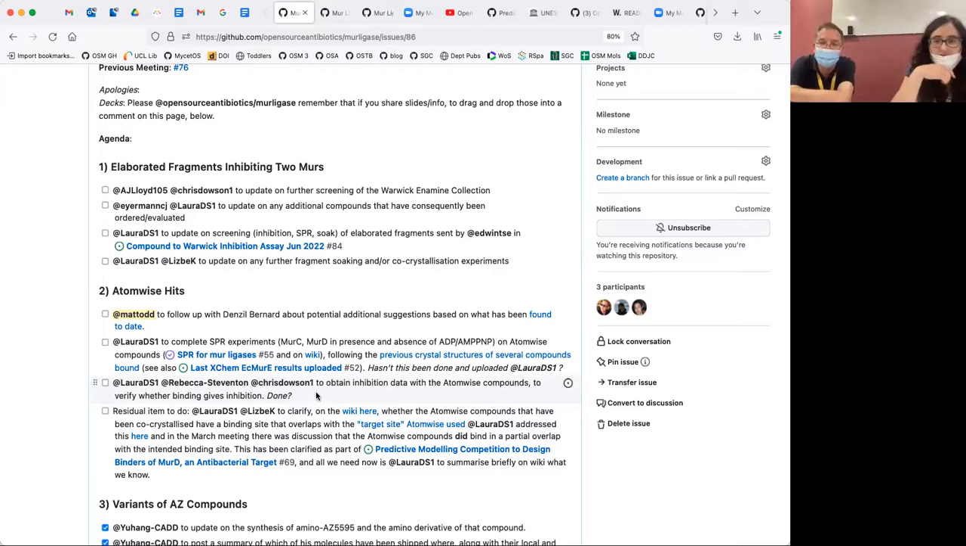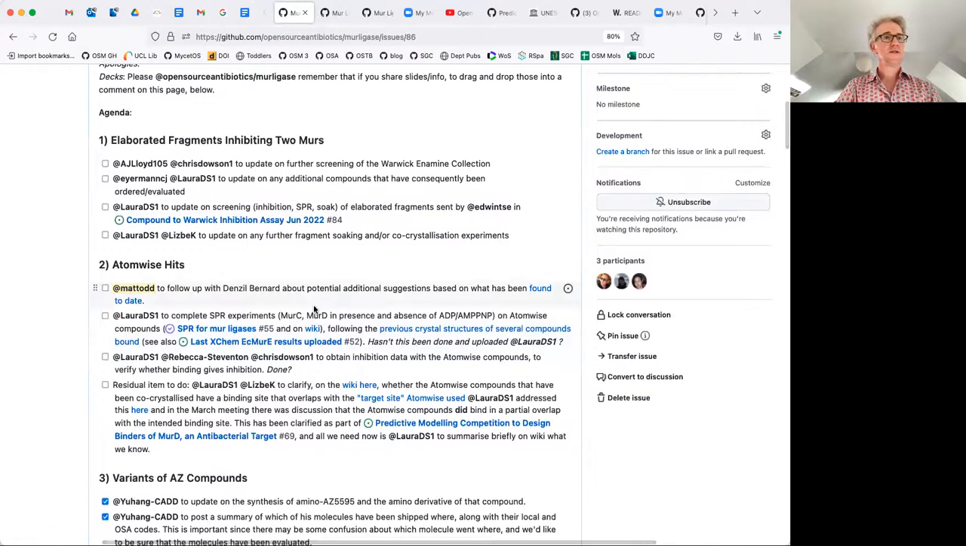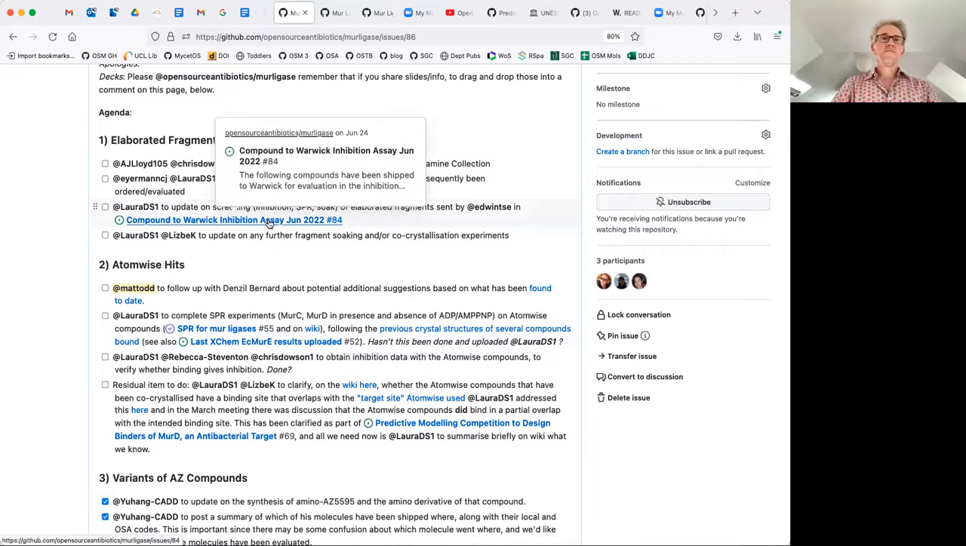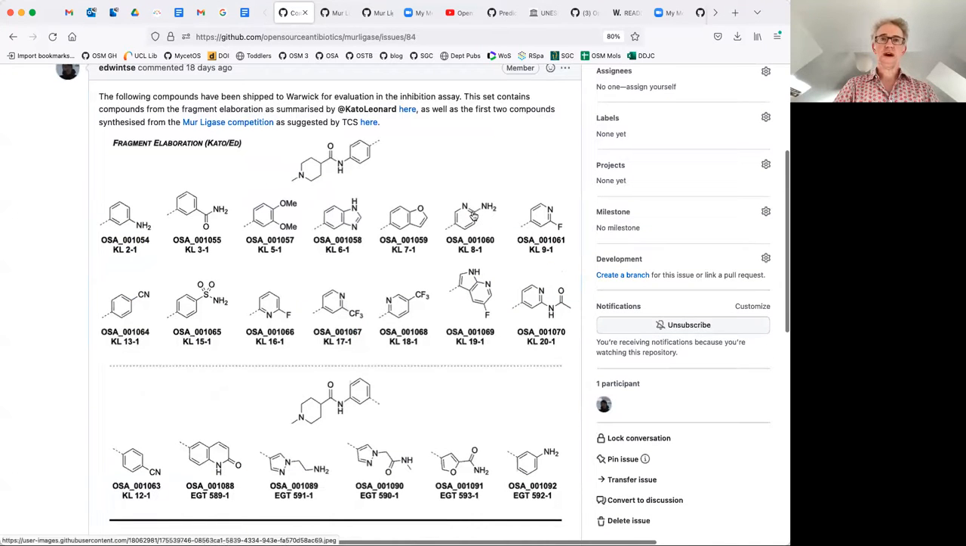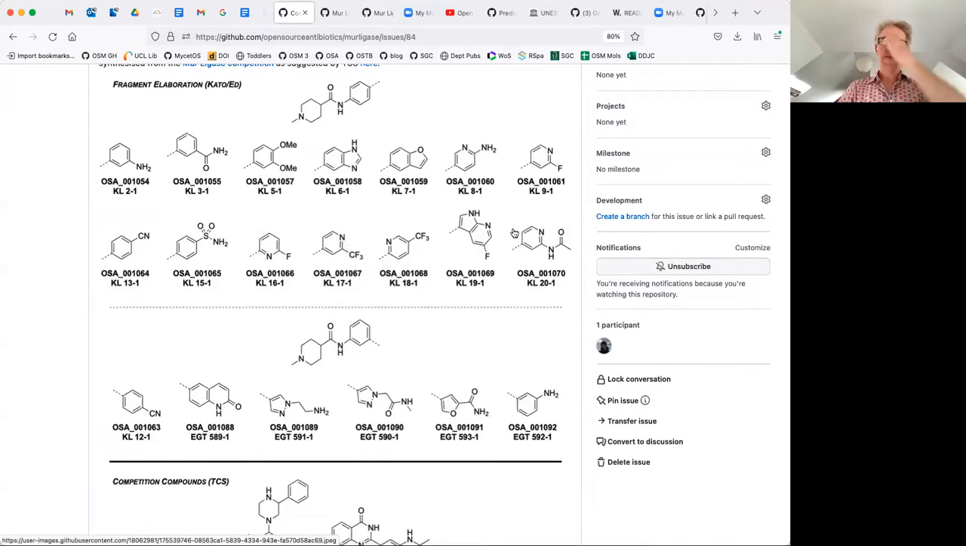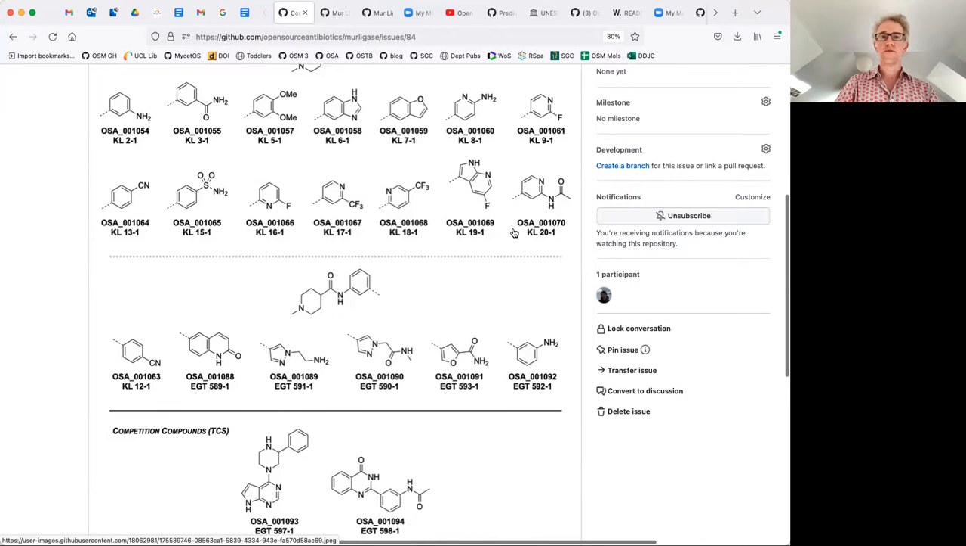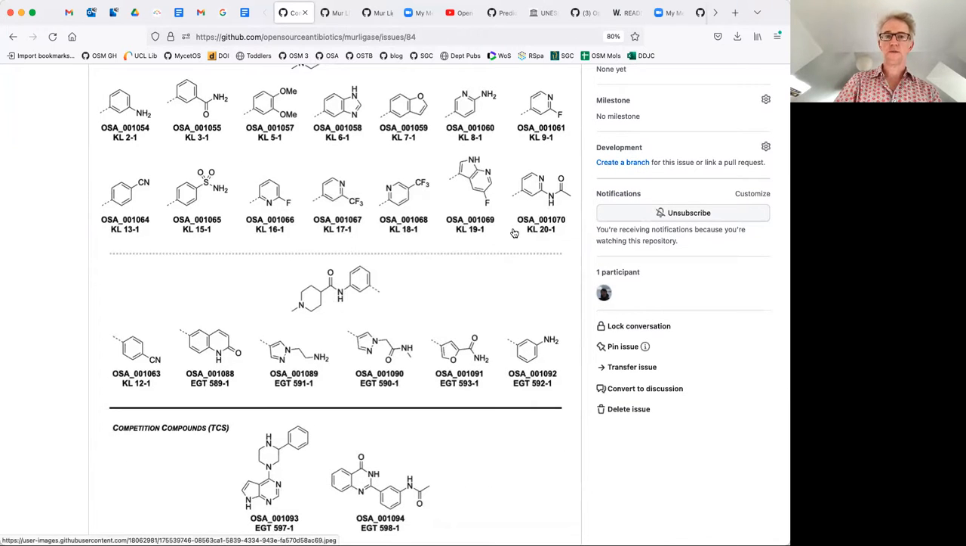We also got new compounds from Edwin. Yes, that's right. So these compounds were delivered. These are the fragments that have been elaborated further with some semi-random changes based on some of the previous elaborated fragments that we got that appeared to be inhibiting more than one Mur. So a separate line of inquiry, but the compounds are looking all right.